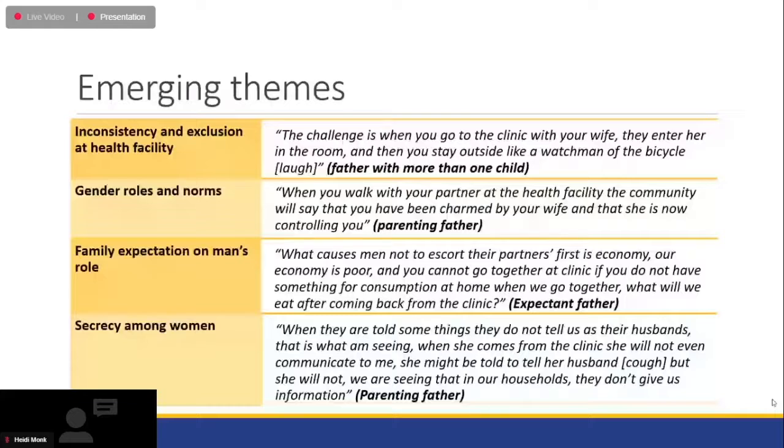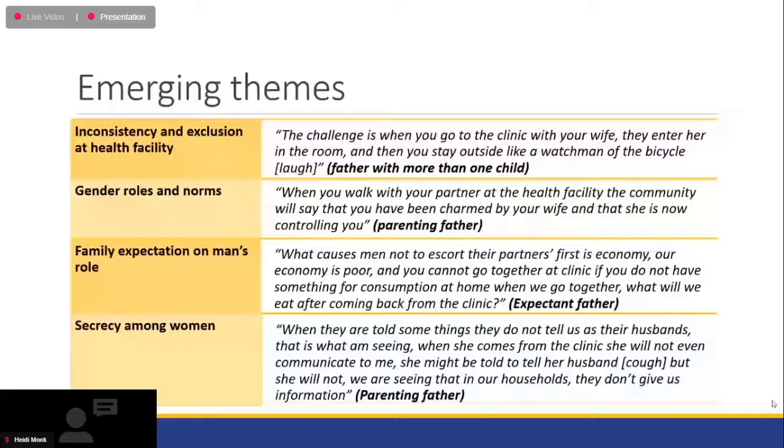Again, there were a lot of community-level expectations about what a man is supposed to take care of, and this is mainly financial resources. Men thought this was their primary role rather than anything else. If they could take care of their family and provide food on the table, that was enough, rather than escorting their partners to the clinic.